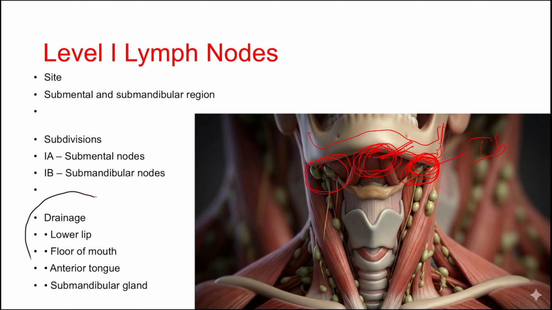Now we discuss the area of drainage of level 1A and level 1B. These nodes drain structures such as the lower lip, chin, anterior floor of the mouth, and the tip of the tongue. They are commonly involved in oral cavity cancer.